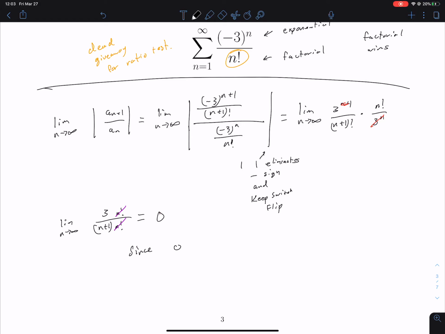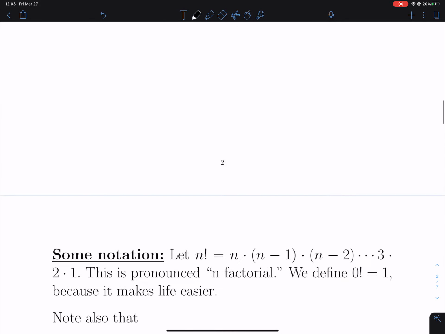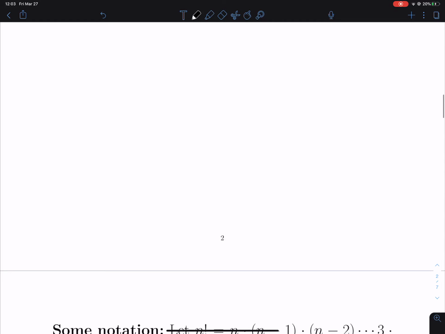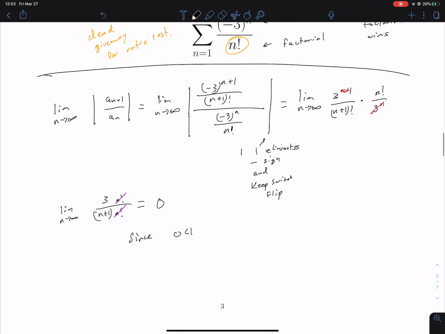So since 0 is less than 1, why did I say that? Because of this. 0 is less than 1, so the series converges absolutely by ratio test.